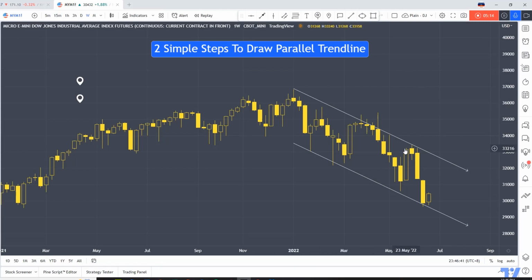Now, how is it useful in identifying a buying opportunity in the downtrend? This is a downtrend parallel trend line, or a channel. We could see that whenever the market trades to the lower band of this channel, maybe it is telling us that there is some support.